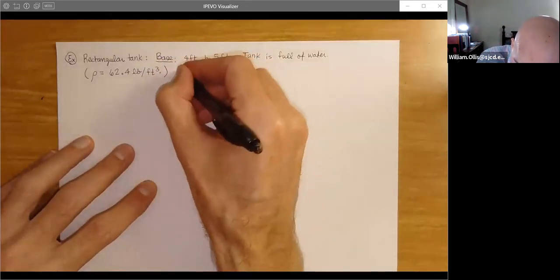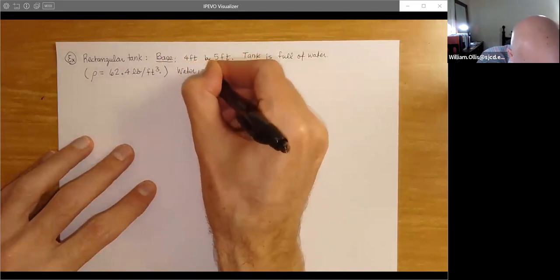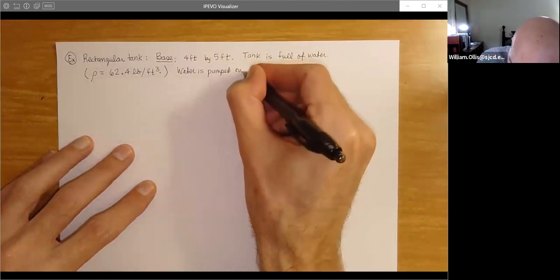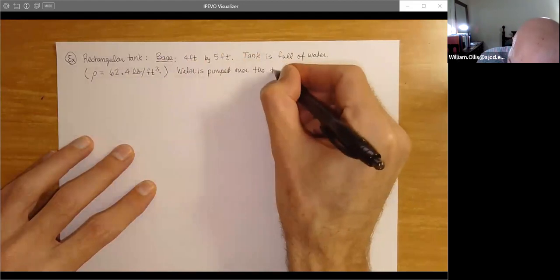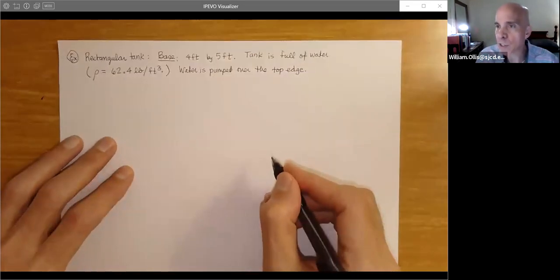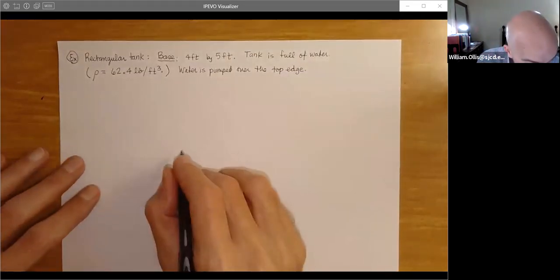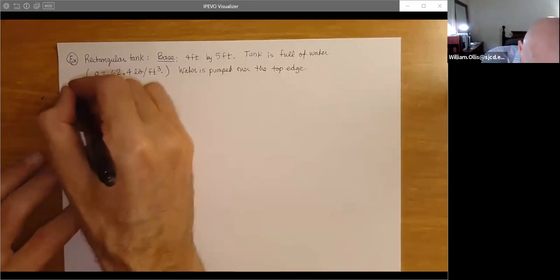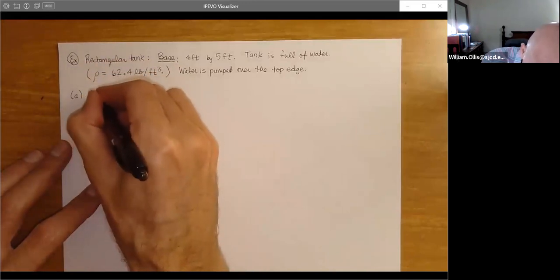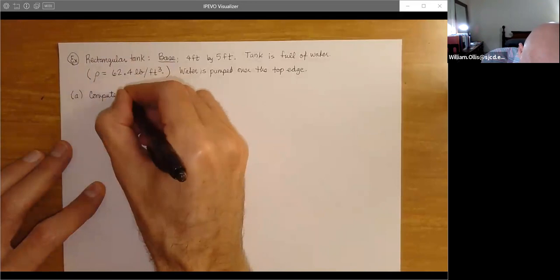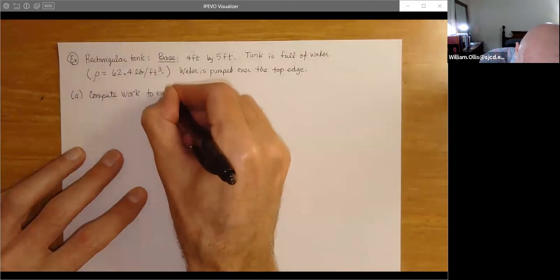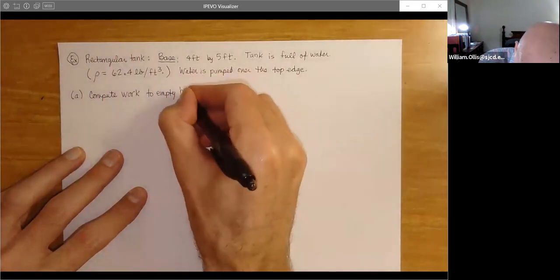And then it says water is pumped over the top edge. So water is moving to the top of the tank to be removed. Now let's do two computations here. And we'll draw a nice picture. Compute work to empty half of the tank.